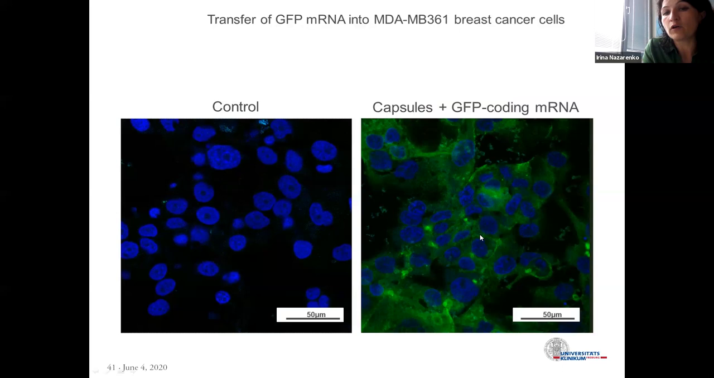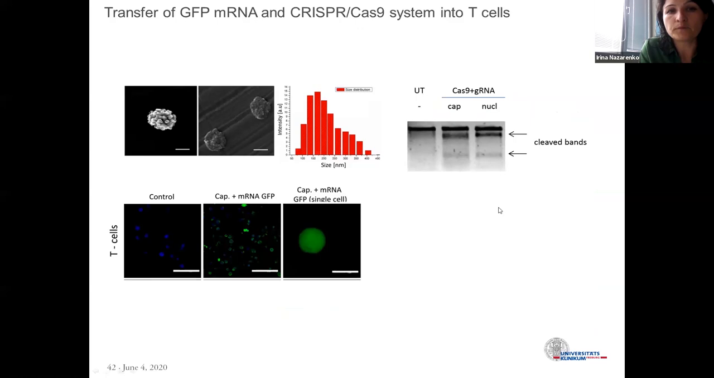And that worked absolutely efficiently. So that was quite interesting for us, and then we decided to test further some tricky cells, which are barely possible or not possible to transfect. These were T cells. And the experiment was very amazing, because indeed these vesicle-like biodegradable capsules were able to transfer the mRNA to the cells with a very high efficiency.